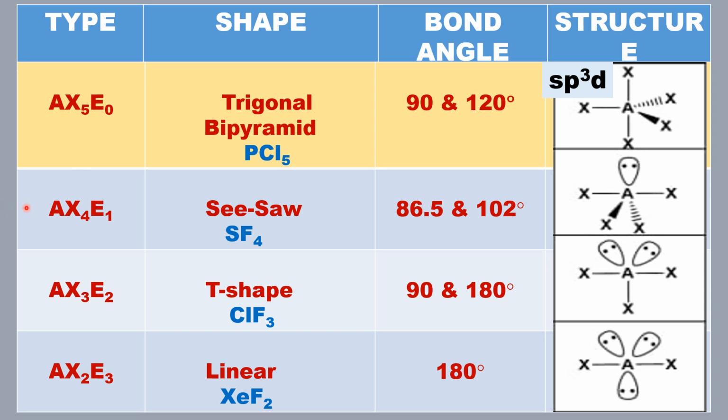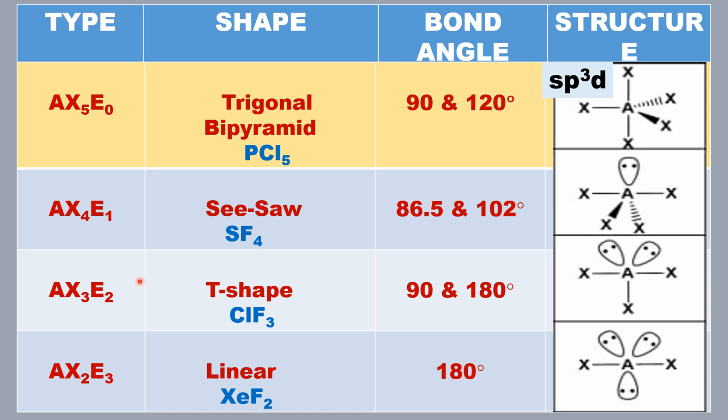Let us replace one bond pair by one lone pair. Therefore, AX4E1. Example SF4, and the geometry is seesaw. In this arrangement there is minimum electron pair repulsion. The bond angles are 86.5 and 102 degree.